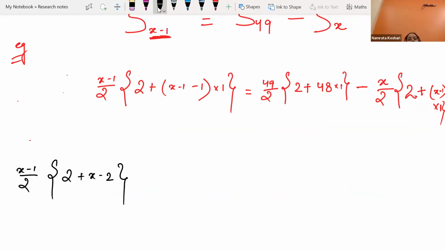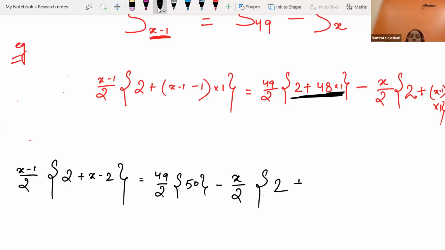Minus, 49 by 2 I am writing as it is for now. And 48 plus 2, that is 48 into 1, is just 48. 48 plus 2, 50 we are getting, right? Yeah, when you do the addition. Exactly. For the multiplication, in the x by 2 here we have 2, and here we have x minus 1. Let's open the bracket. So basically I can see we'll have 2 minus 1, that is 1 only.